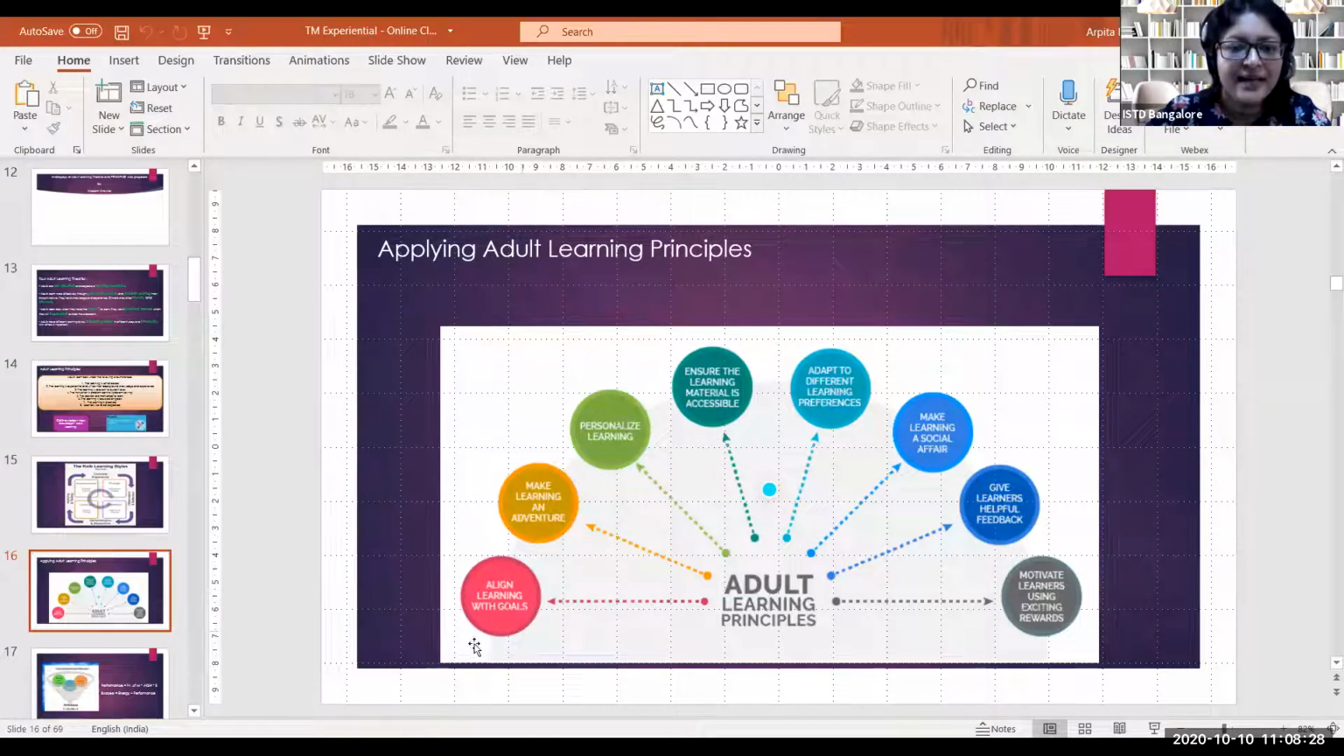You can align the learnings with the goals. That's what we have been speaking about, aligning the learning with the current role, the goals, the organization context, the market scenario, all of that. So make learning an adventure. It should not be only a stick. It should be carrot and stick. It should be fun. It should be engaging. So learning with fun, learning is an adventure. Make it an adventure.